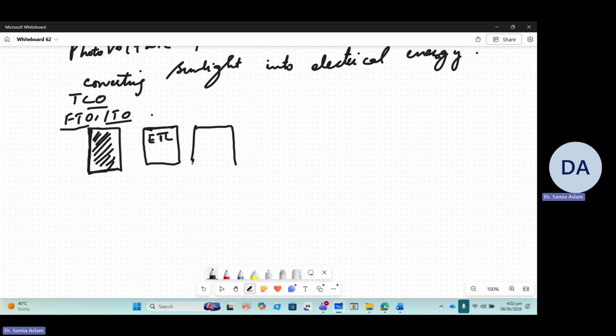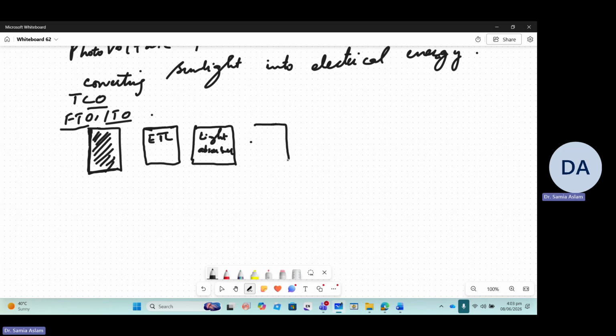After that ETL, we have another coating, and that coating is known as the absorber, the light absorber or active material. We also call it active material because this is the material which is going to respond to the sunlight, absorb energy, photons from the sunlight, and convert those photons into electrons.